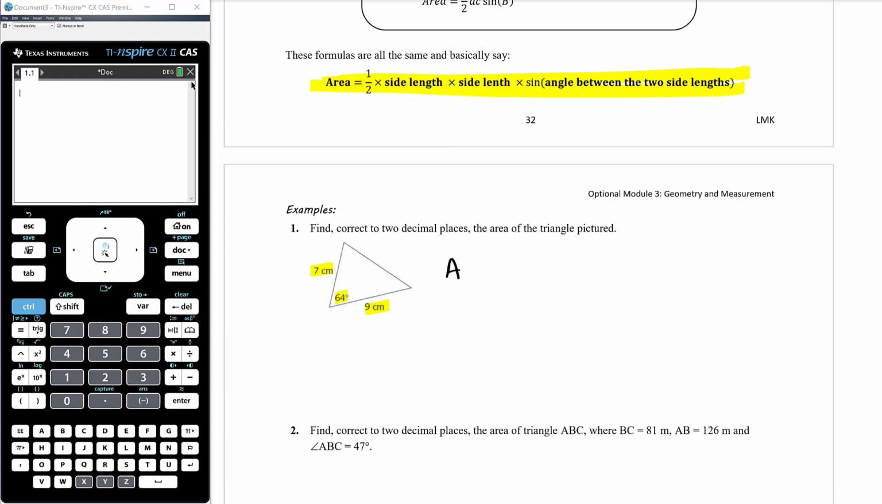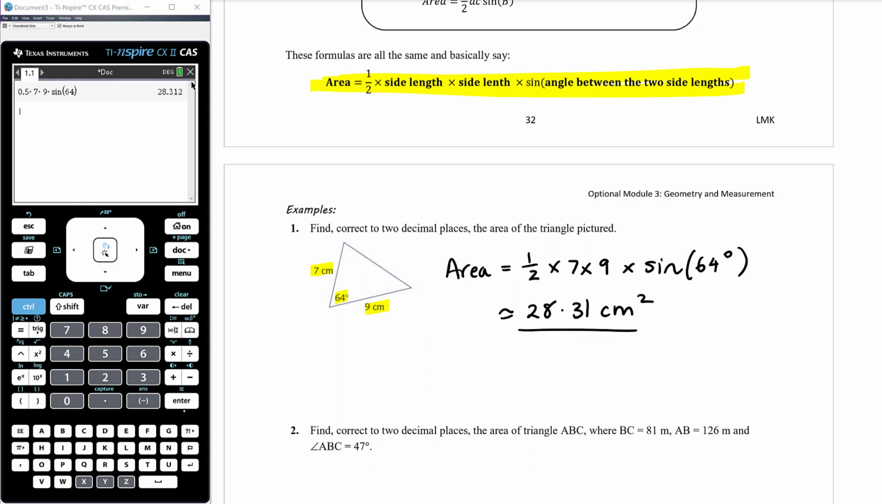So I know the area of this triangle is going to be half times the two side lengths multiplied together, 7 times 9, times sine of the angle in between those two side lengths. We call that the included angle, 64 degrees. And then we can just put that in our calculator. Half, or 0.5, times 7 times 9 times sine of 64. Control Enter for a decimal. Correct to two decimal places, the area is 28.31, and units, it's an area, centimetres squared.